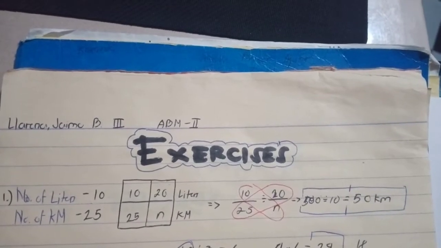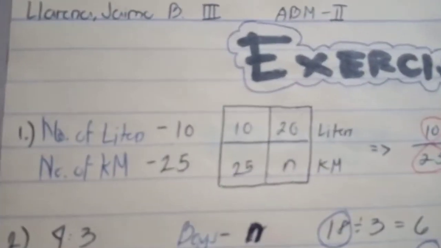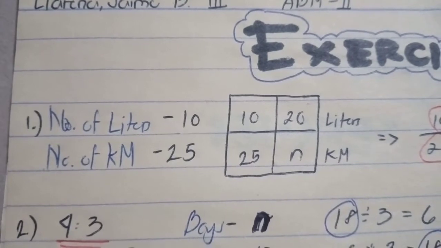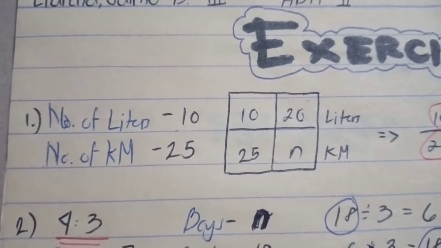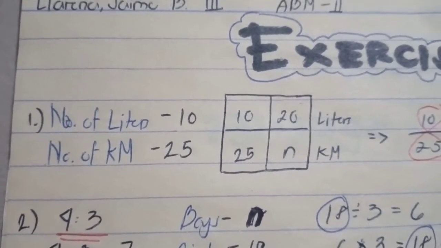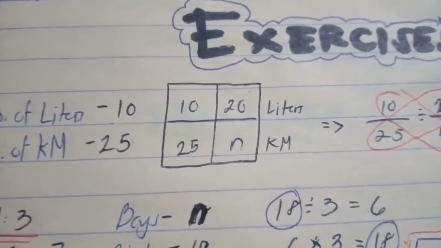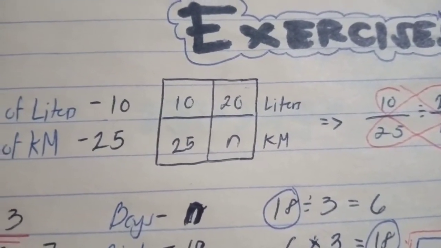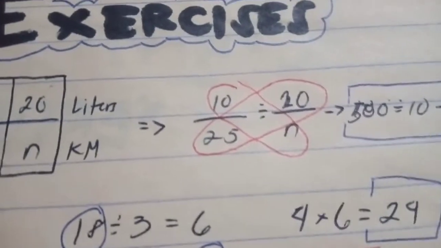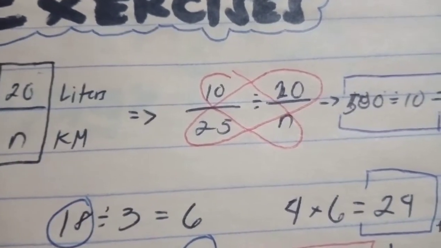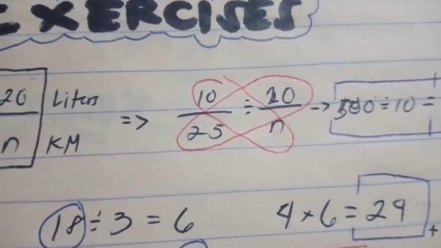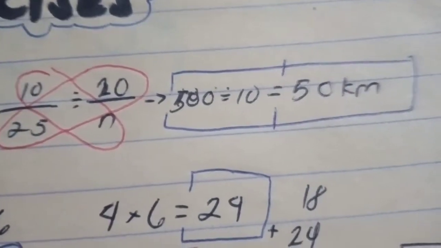Answering the question in number 1, I first took the quantities given within the question. It is the number of liters, which is 10 and 20, and the number of kilometers, which is 25. Since the unknown is how far it can go on 20 liters, we will then set up a proportion in order to find the answer. And then we will use cross multiplication and divide the results to each other.